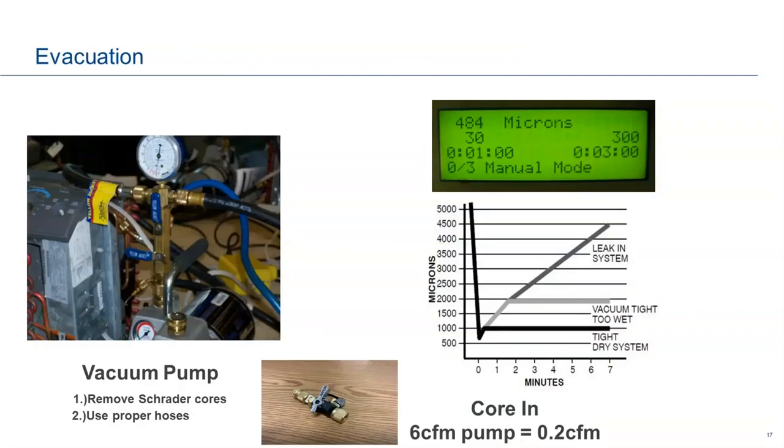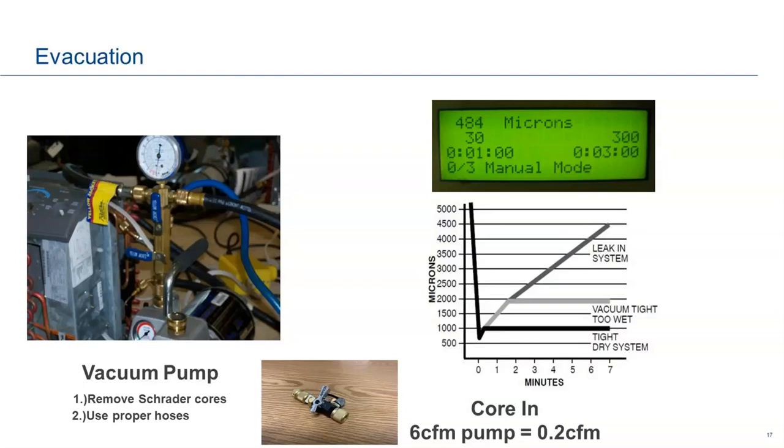Now look at this chart here. On the left-hand side, again, we want to remove the Schrader cores. We want to use the proper hoses, okay? You can see the proper hoses. This is a unit that we pulled down in Sydney. This is a very small unit. It was a P-TEC unit, so it's going to pull down very quick. But the idea is just to show you what we did here.